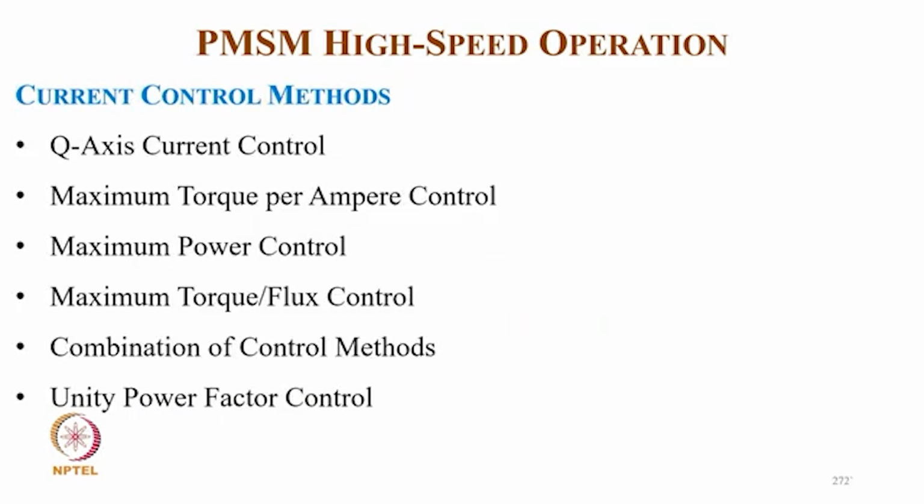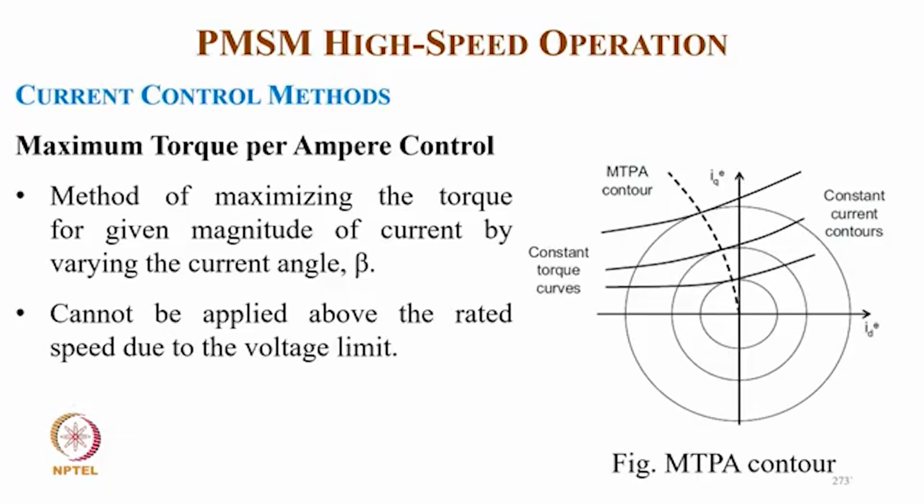Now coming to current control methods: Q axis current control, maximum torque per ampere control, maximum power control, maximum torque oblique flux control, and a combination of current control methods and unity power factor control. So first, maximum torque per ampere control, that's called MTPA. It is the method of maximizing the torque for a given magnitude of current by varying the current angle beta, and it cannot be applied above the rated speed due to the voltage limit.